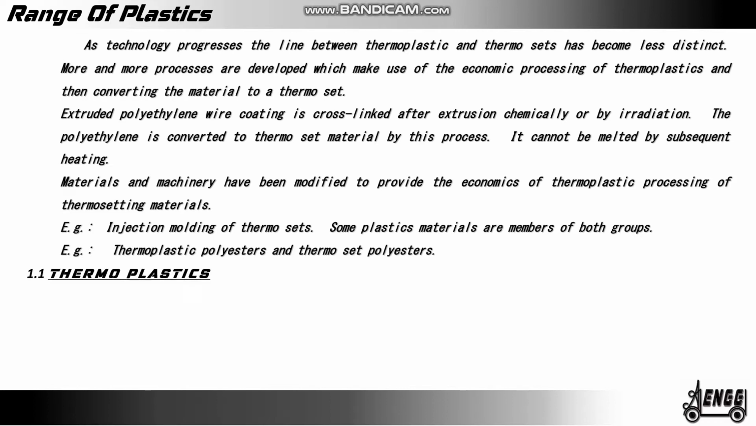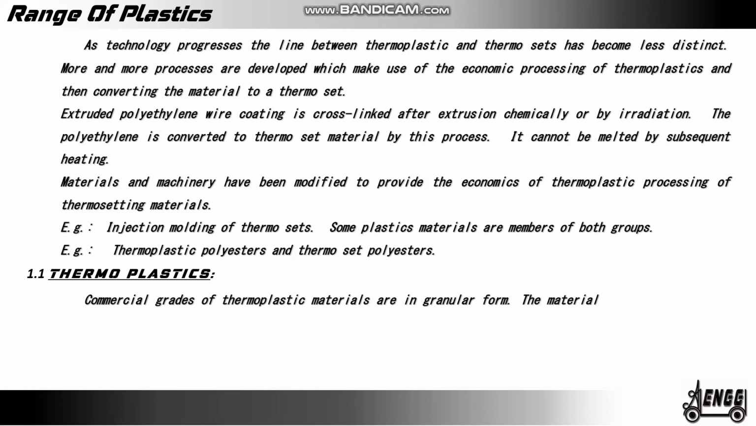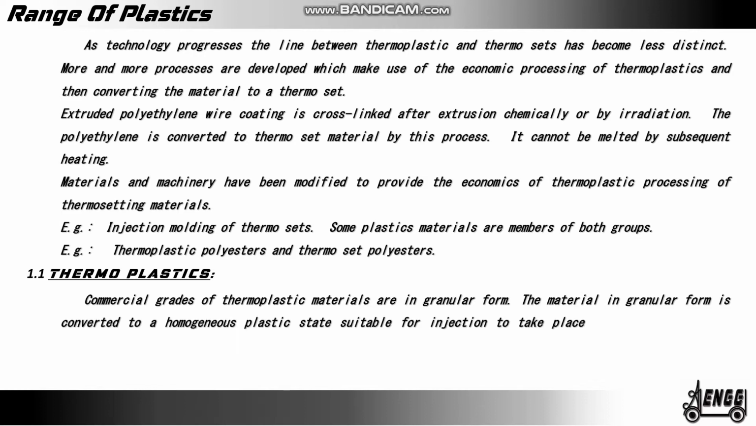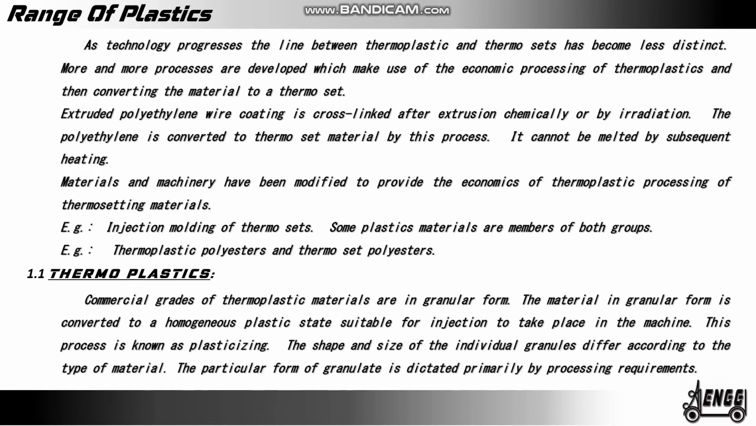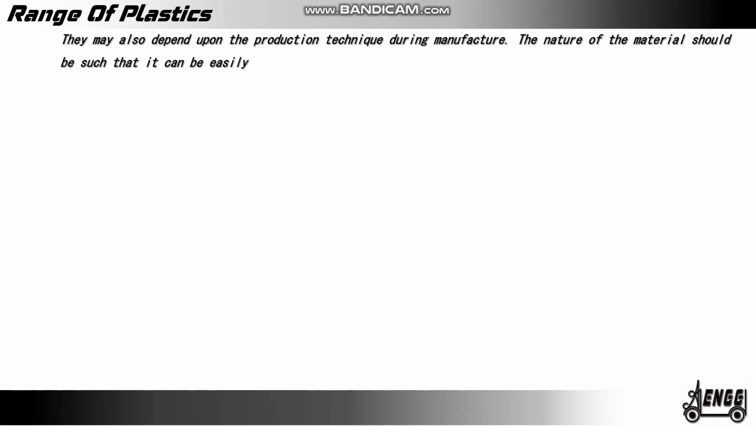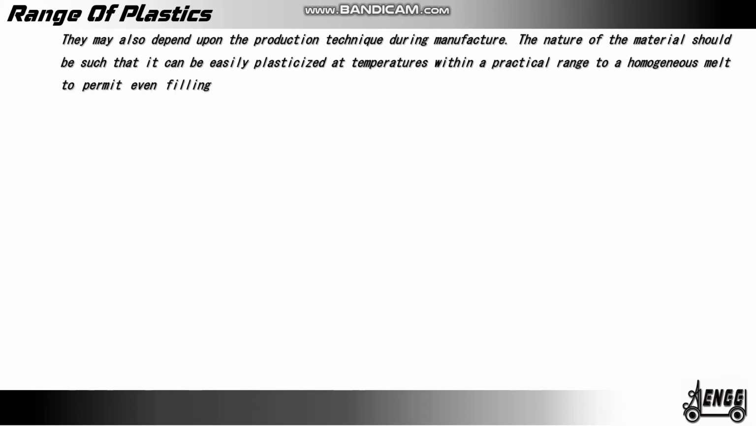Thermoplastic. Commercial grades of thermoplastic materials are in granule form. The material in granule form is converted to a homogeneous plastic state suitable for injection in the machine. This process is known as plasticizing. The shape and size of the individual granule differ according to the type of material. The particular form of granulate is dictated primarily by processing requirements. They also depend upon the production technique during manufacturing. The nature of the material should be such that it can be easily plasticized at a temperature within a practical range to a homogeneous melt to permit even filling of the mold cavity.